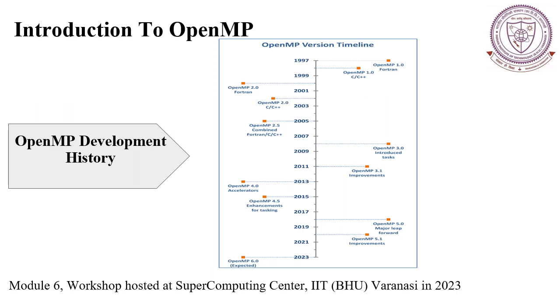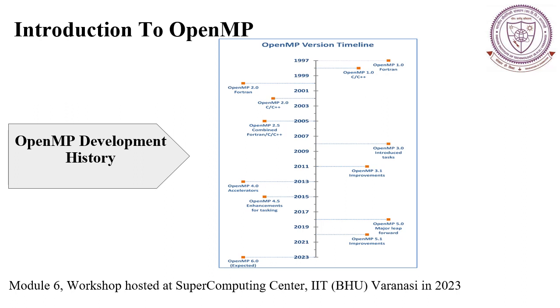To keep up with advancements in hardware and programming languages, the industry-driven OpenMP organization continues to develop and release new versions of the OpenMP standard. Each new version introduces enhancements and additional features to improve performance and facilitate better parallel programming. Let's take a look at some key milestones in the history of OpenMP. So OpenMP 2.0 was released in May 1998. It introduced critical sections, loop constructs, and tasking support.